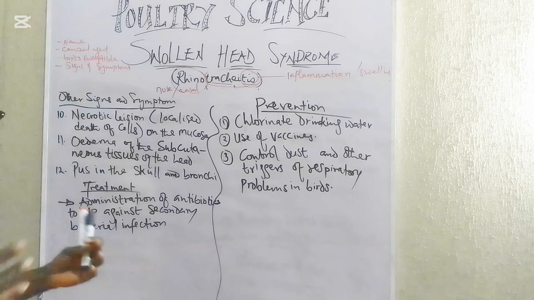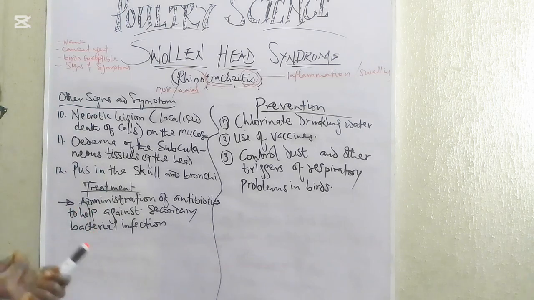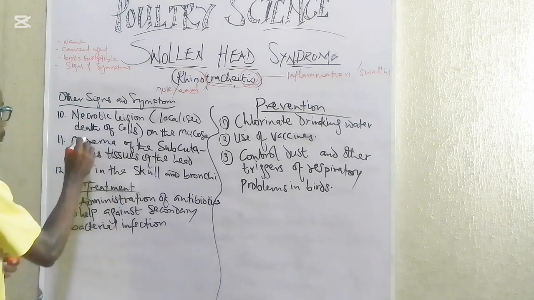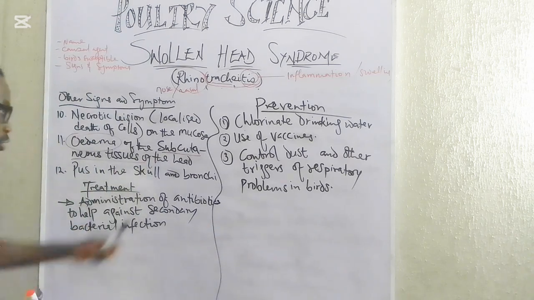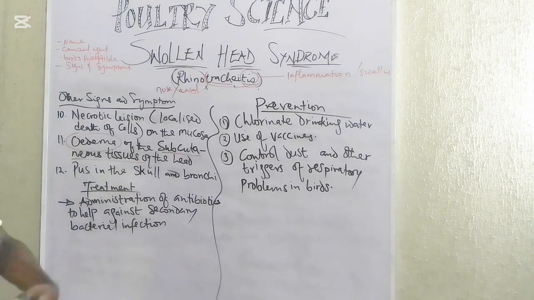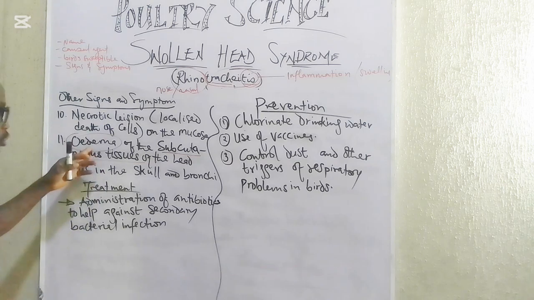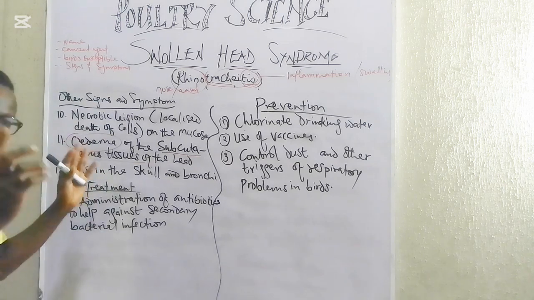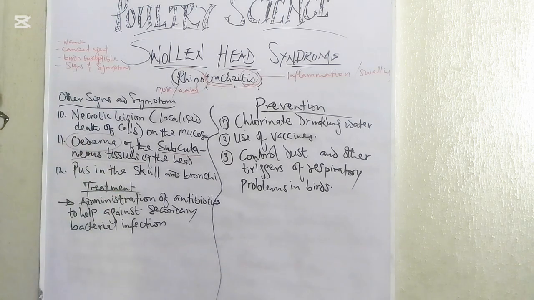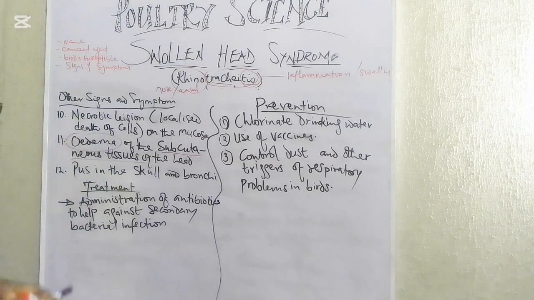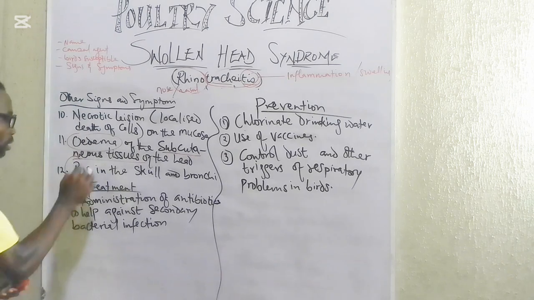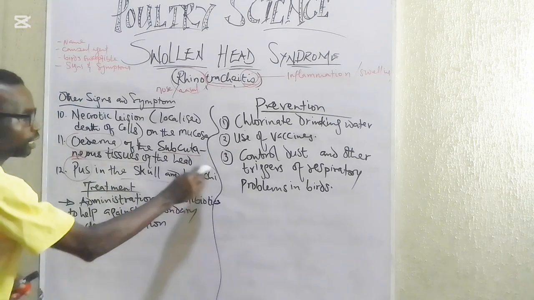Then you have an oedema. Oedema means a collection of body fluid, particularly liquid one, in the subcutaneous tissue. Subcutaneous means under the skin. So there's collection of water or fluid under the skin of the head. So that makes the head swollen. There's also pus in the skull and on the bronchi.